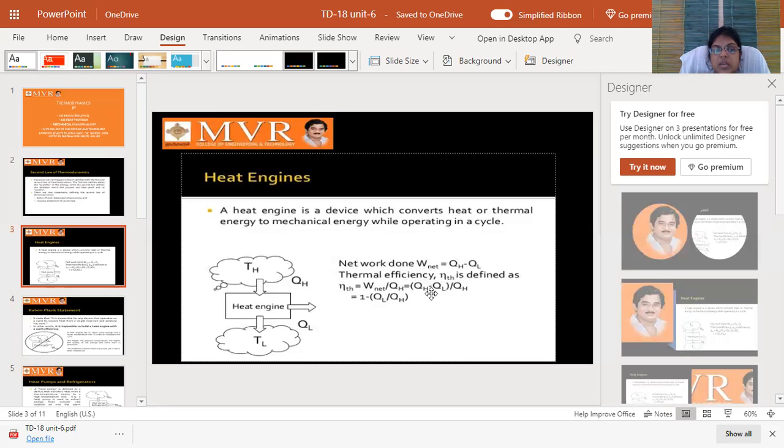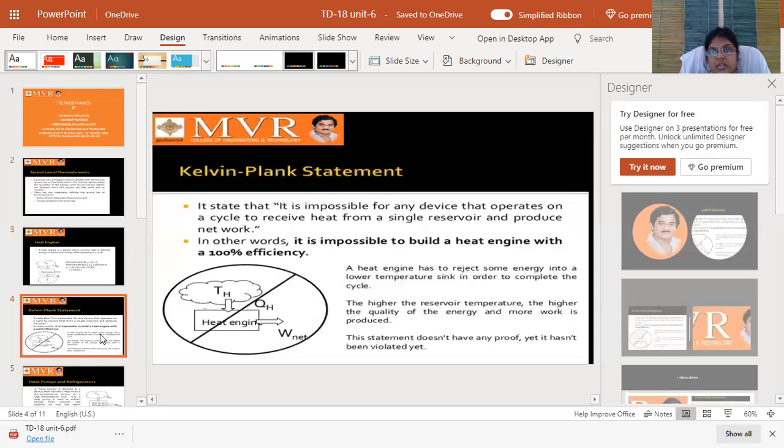So our efficiency is equal to 1 minus QL by QH, which is the thermal efficiency of the heat engine. Work done is QH minus QL. Thermal efficiency is work done net to heat supplied, which is QH minus QL by QH. Finally, the thermal efficiency of a heat engine is 1 minus QL by QH. Okay, and next, the Kelvin Planck statement.